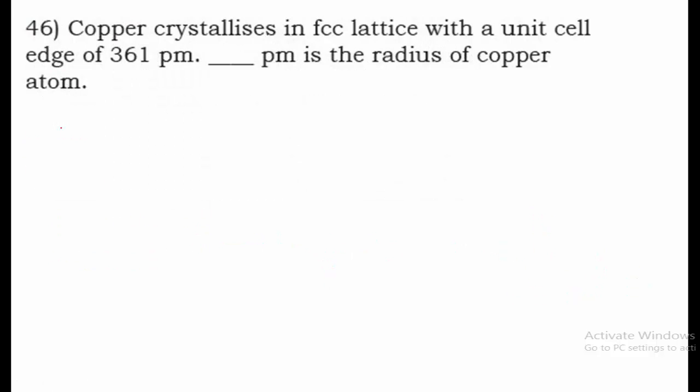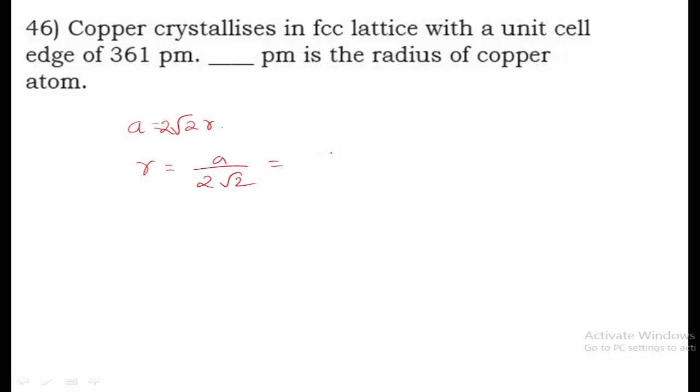46th, copper crystallizes in FCC lattice with unit cell edge of 361 picometer. Dash picometer is the radius of copper atom. So they have given FCC, and you should know the relationship between edge length and the radius, that is a = 2√2 r, where r is radius, a is edge length. Edge length is already given, so you need to calculate radius: r = a divided by 2√2.